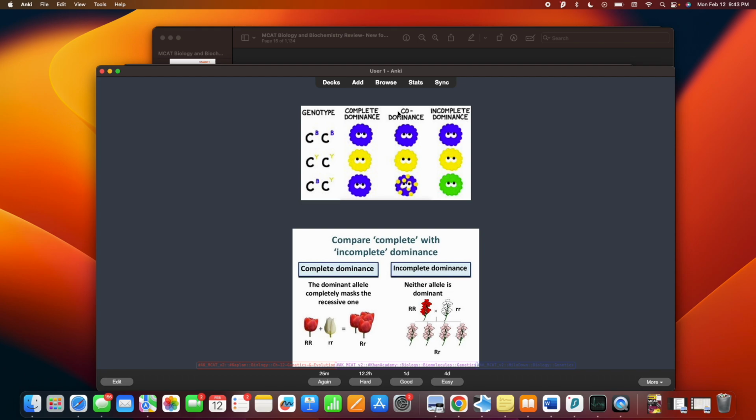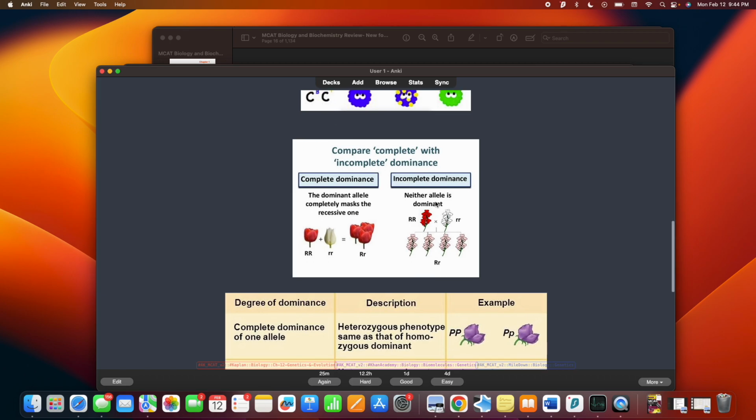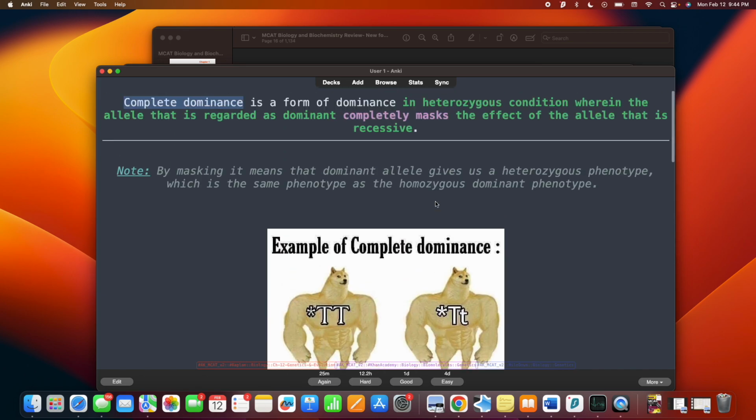The other two types are codominance and incomplete dominance. Codominance basically results in, like, blue and yellow having dots on it. Incomplete is the total combination of those, which is not blue, not yellow, but green. If need be, we can go more in depth into that, but let's move on for now.